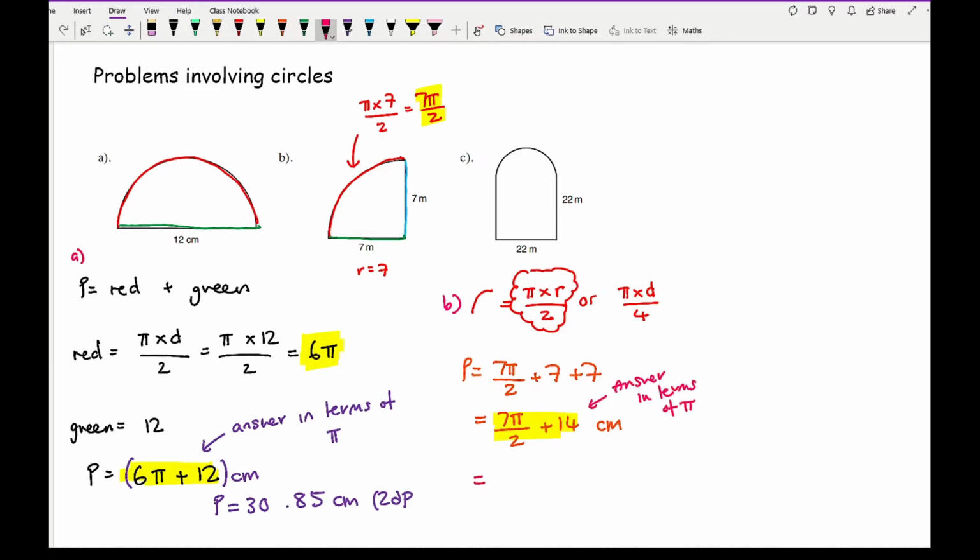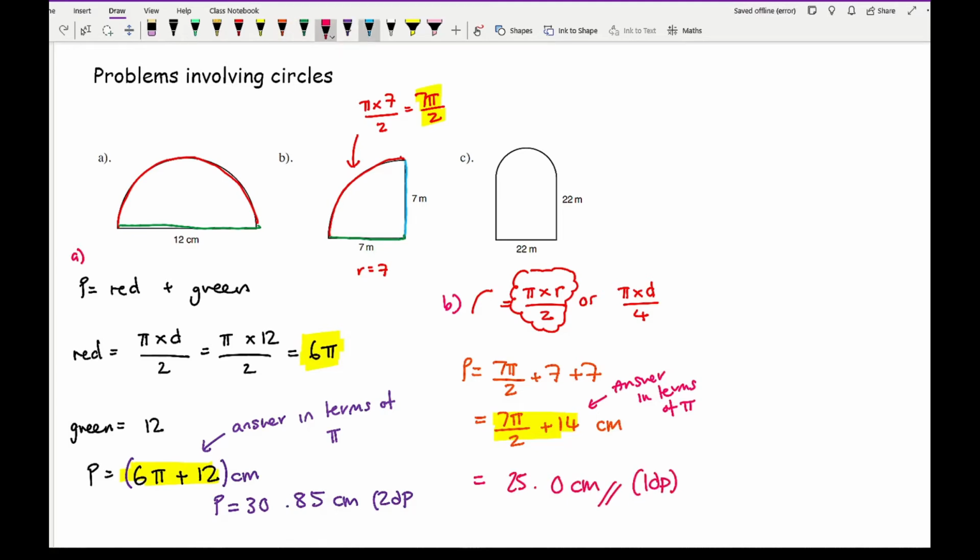And if I enter all of that into my calculator, which I'm just going to do now, I get an answer of 24 point, well actually it's going to be 25 when rounded. It's going to be 25.0 centimeters, and that's to 1 decimal point.